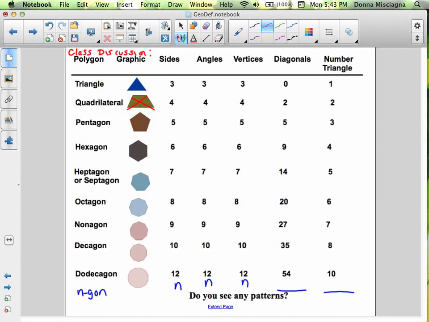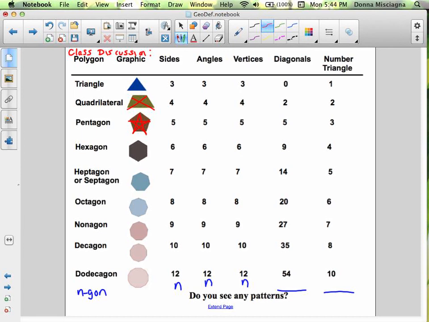Let's look at the pentagon here. From one vertex, I can draw 2 diagonals. Vertices is plural. From those 2 diagonals, I can make 3 triangles. However, there are actually 5 diagonals altogether, because there's another diagonal here, another diagonal here, and another diagonal here. So there are 5 diagonals, but I can make 3 triangles with all the diagonals from a single vertex.